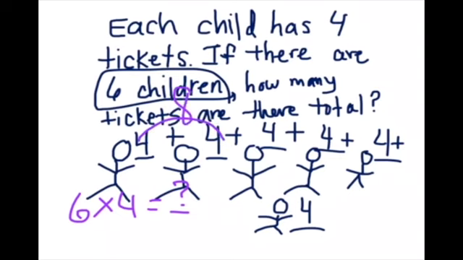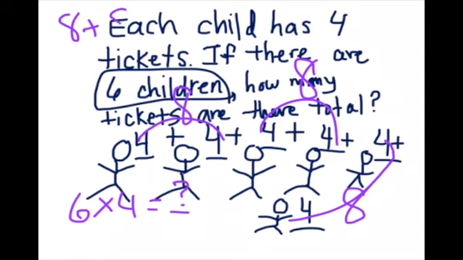4 plus 4 is 8. This 4 plus 4 is 8. And then the last 4 plus 4 is 8. 8 plus 8 plus 8. Oh, that looks like another multiplication problem I know. 3 8s times 8, right?